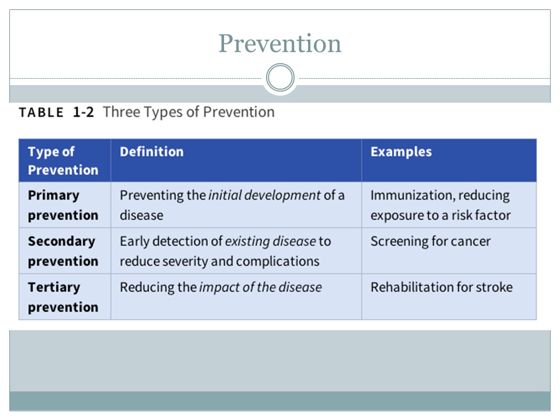Here's a table outlining the three different types of prevention. Primary prevention, which prevents the initial development of a disease. An example of that would be immunization or vaccination, or reducing exposure to a particular risk factor. Secondary prevention, defined as early detection of existing disease, so a developed morbidity, to reduce severity and complications. An example of a secondary prevention measure would be screening for cancer. Tertiary prevention would reduce the impact of the disease. An example of that would be rehabilitation for stroke.